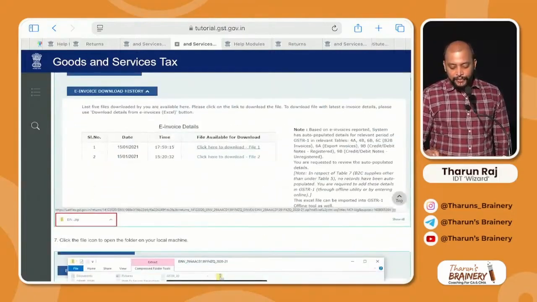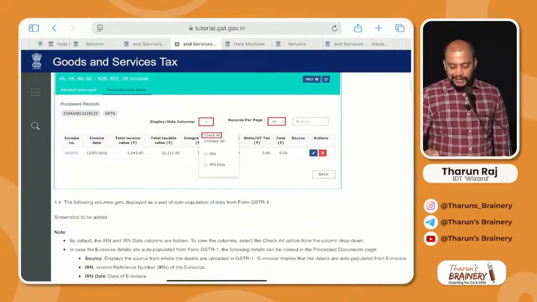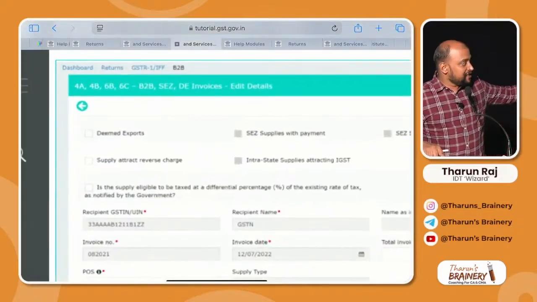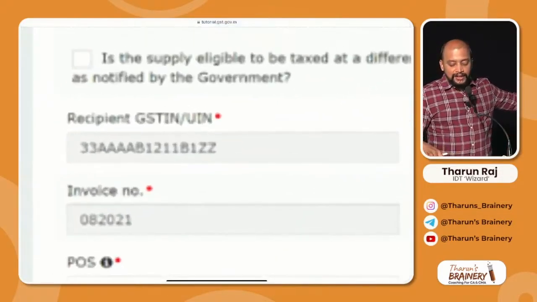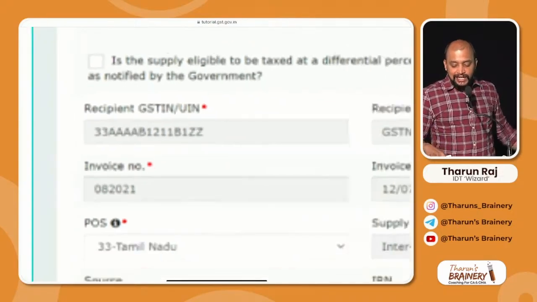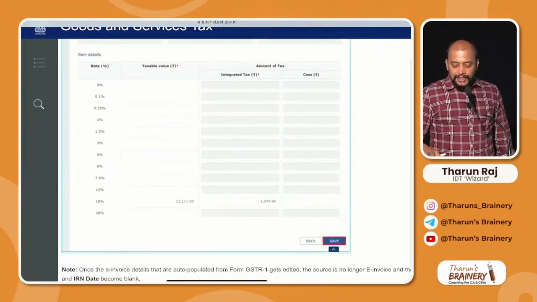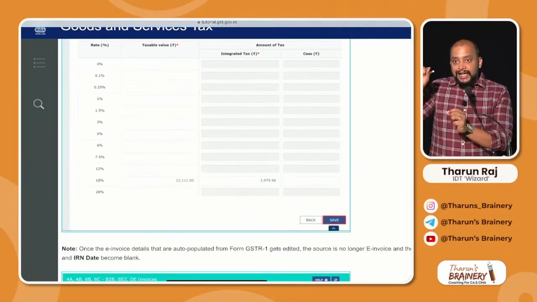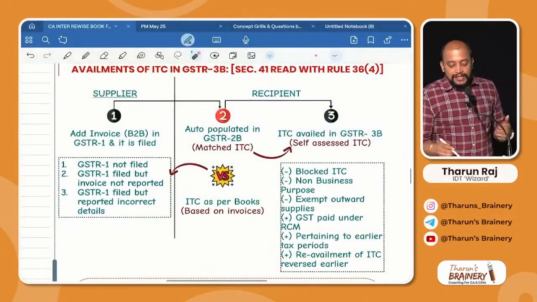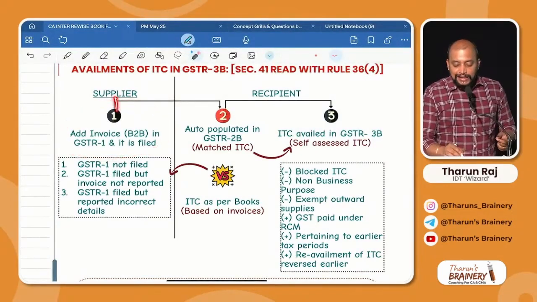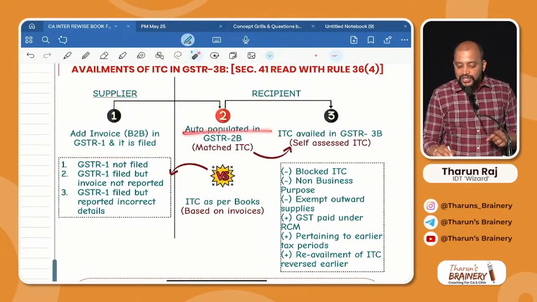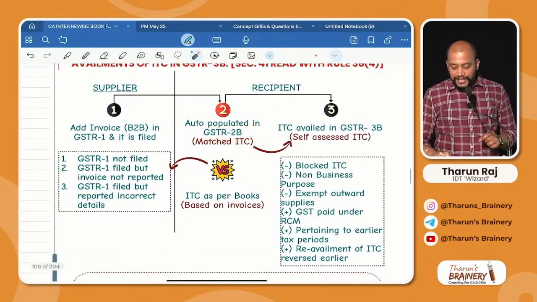In that add invoice, first an invoice will be added. In that, the recipient GSTIN will be given. As soon as the recipient GSTIN is given, they will mention the value, etc., click on save, and they will file this GSTR 1. As soon as the supplier files GSTR 1, this data will be auto-populated in the GSTR 2B of the recipient.